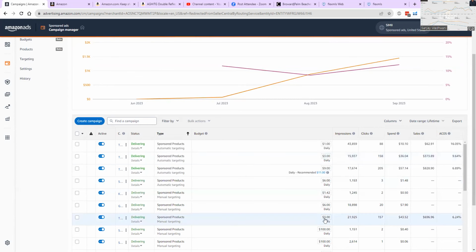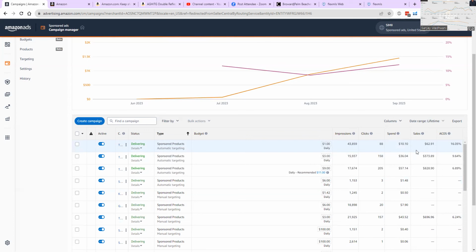And look at this, $3 spending daily, spent $43, made $700. Let me tell you, the moment I increase this bid, it is going to jeopardize my whole campaign. A 1% change, even a 0.1% change I make in any of these campaigns, it is going to mess it up. So what I do, I don't touch those campaigns. I look at it, I make sure everything is good, and I just leave it alone. If I want to make some changes, I'm going to open an additional campaign.